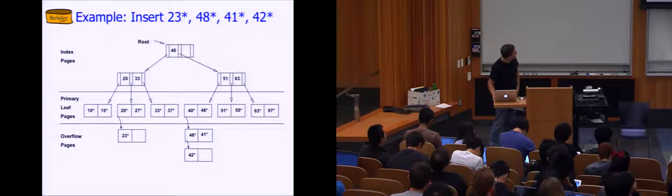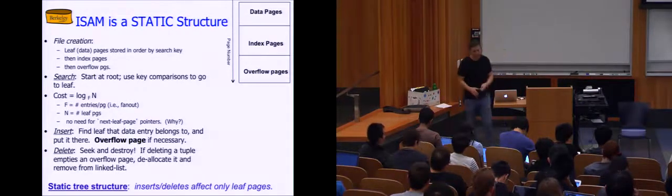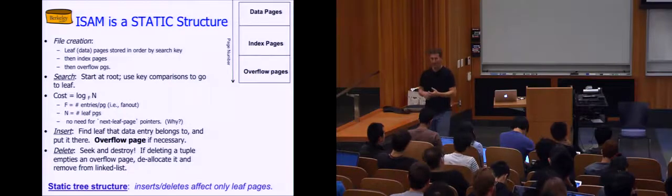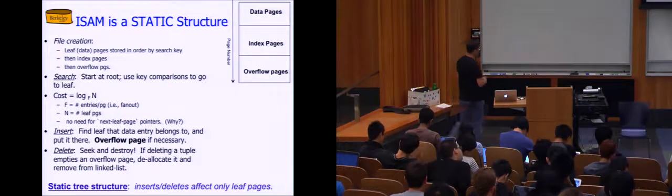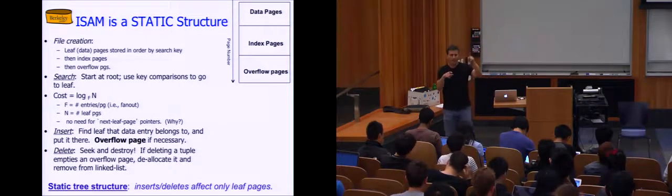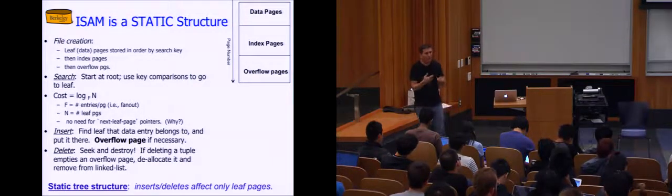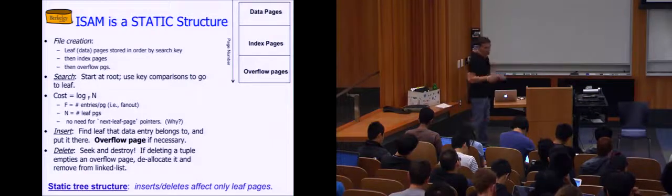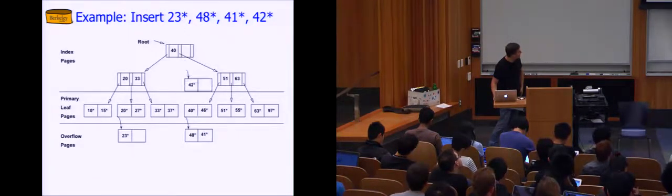Now, deletion, just to go back to the instructions at the bottom here: go find the item and delete it, so seek and destroy. And if you're deleting a tuple that empties an overflow page, well, that's nice. We can get rid of that overflow page and make the one that used to point to it point to the next one. We can handle the linked list of overflow pages intelligently. So at least in the overflow pages, we'll reclaim a little data.